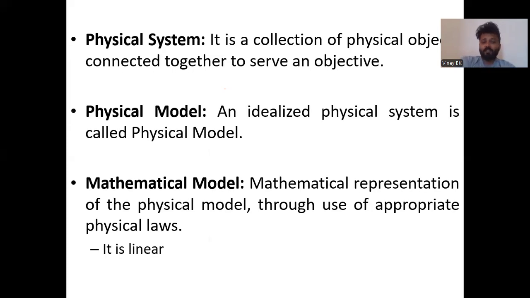With respect to that, you need to know a few things. Physical system: once you collect physical objects, you connect them together to serve an objective, which is called a physical system. Physical model: an idealized physical system is called a physical model. Mathematical model: mathematical representation of the physical model through the use of appropriate physical laws, either Faraday's law of electromagnetics or Newton's law, whatever you can use. You can call this a mathematical model. It is a linear system or a linear model.